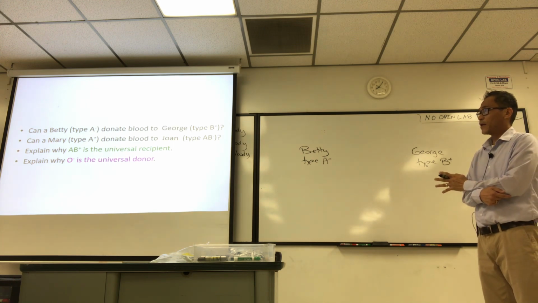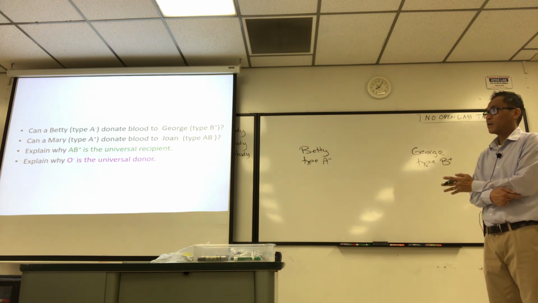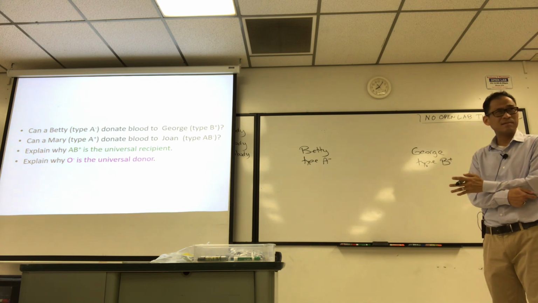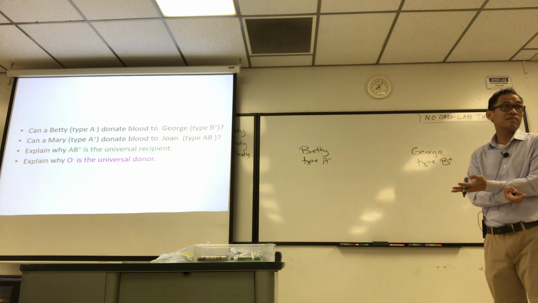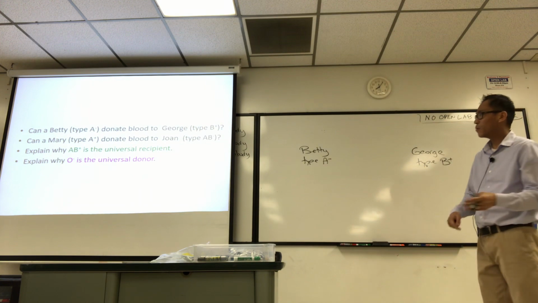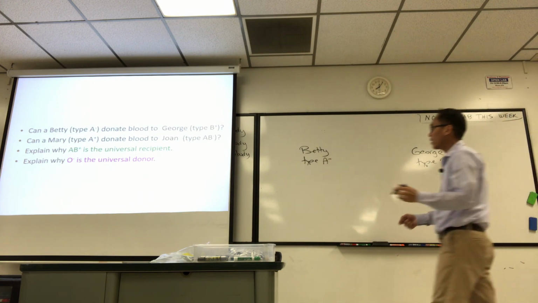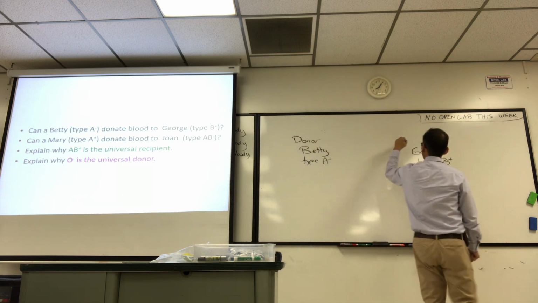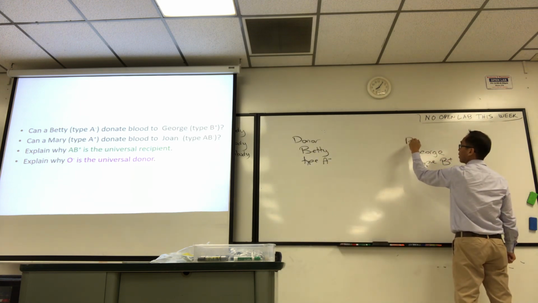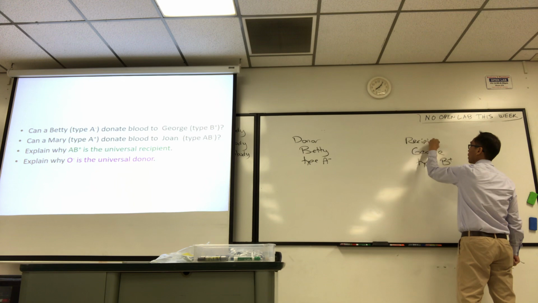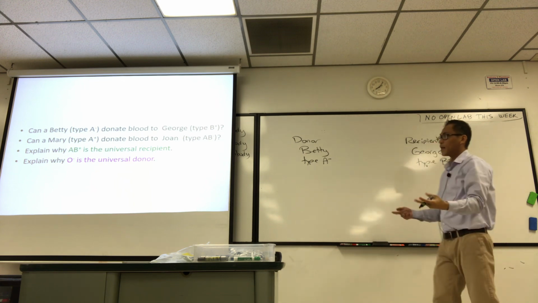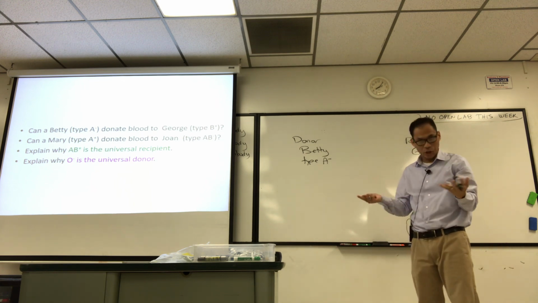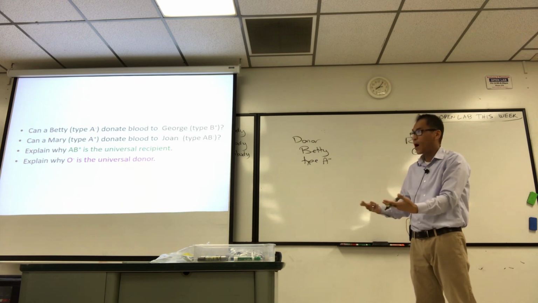Now for the Betty George thing, it's pretty obvious. A's can't donate to B's. That's obvious. But let's go through the reasoning. Who's the donor? Betty. Okay, but the student in this class needs to express the correct logic, right? It's no, but why is it no?